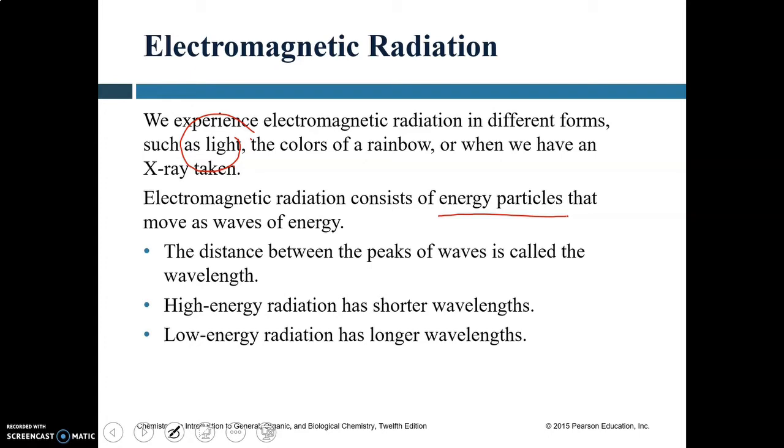The distance between the peaks of the waves is the wavelength, and the number of waves per measure of time, like per second, is the frequency. So wavelength and frequency are inversely correlated. Radiation that is high energy has a shorter wavelength. So basically gamma rays and X-rays have really short wavelengths. Low energy radiation, such as microwaves or radio waves, has longer wavelengths.